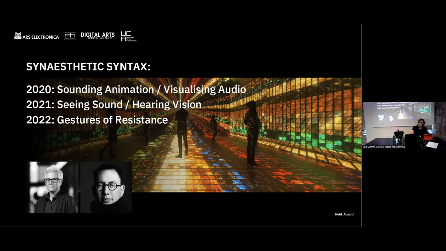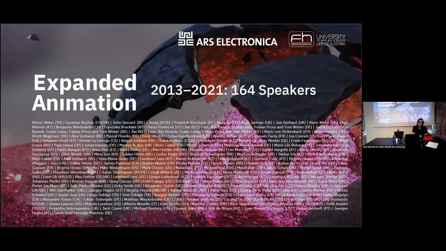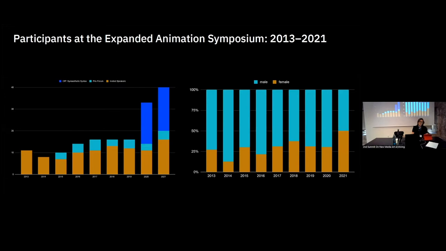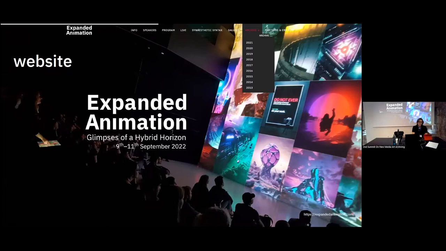So since 2013, we have featured a lot of speakers. Here are some statistics. And as you can see here, these three parts: the main symposium, the pre-forum, that features 3, 4, 5 winners in the category, and Synesthetic Syntax. On the left side, right side, you see the gender statistic, and this is also good to see that there is a balanced gender ratio already. So talking about archiving such an ambitious project, starting as a small event, now it's kind of a broad activity under the big umbrella of ISEA.